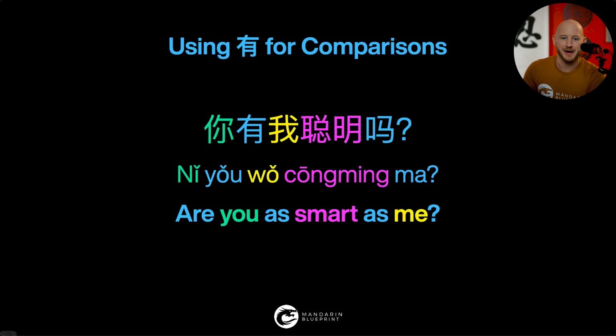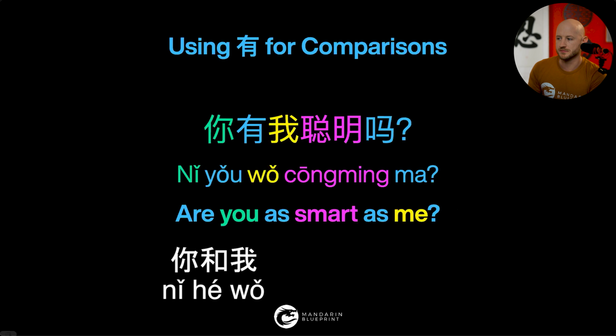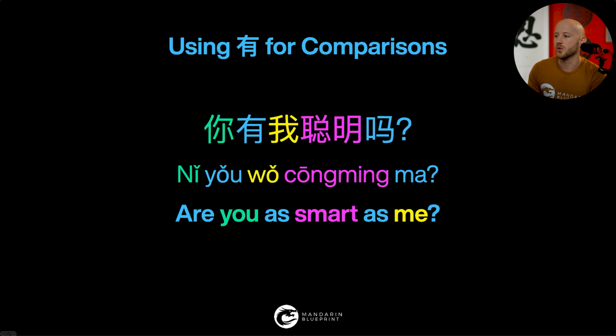你有我聪明吗? Are you as smart as me? Go up to somebody and ask that. See how they react. But here what we have is A and B are you and me. Well, yeah, 你和我, 你我, 你有我. So by saying 你有我聪明吗? It's saying, does your intelligence rise to my level? It doesn't say if the answer is yes, how much more you are, or that you're smarter.